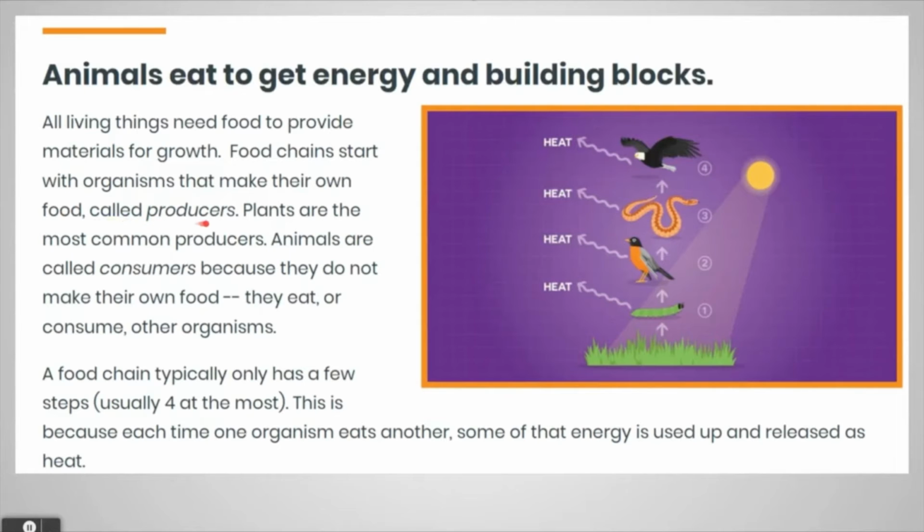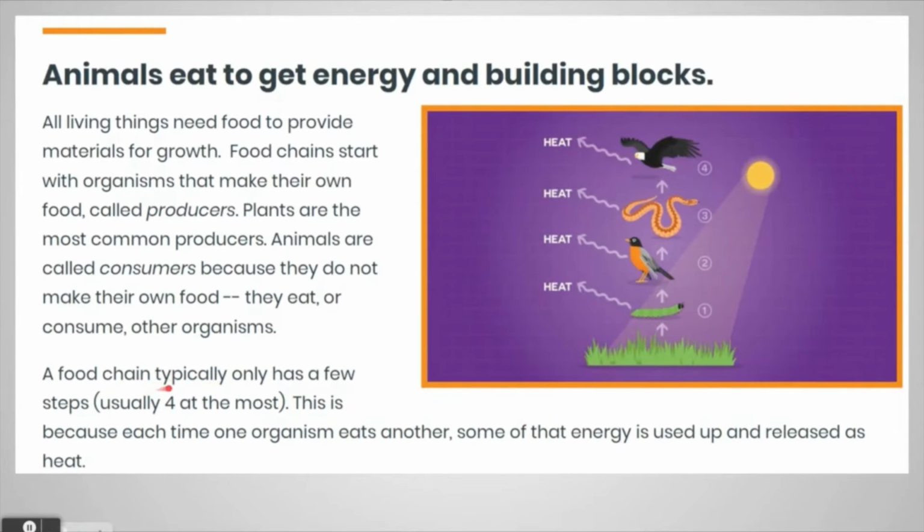Food chains start with organisms that make their own food. They are called producers. Kind of how plants are able to use the light from the sun and use that energy to make it into sugars through photosynthesis. Plants are the most common producers. Animals also have a name. Animals are called consumers because they do not make their own food. They eat or consume other organisms.